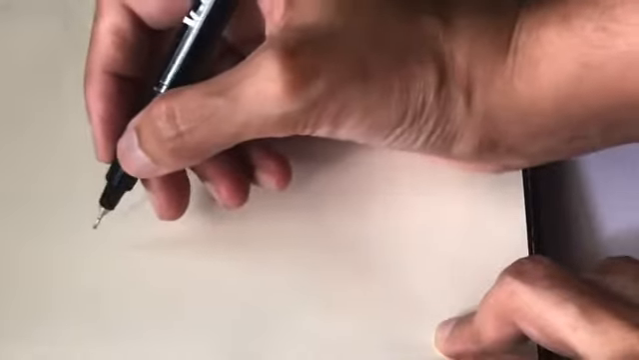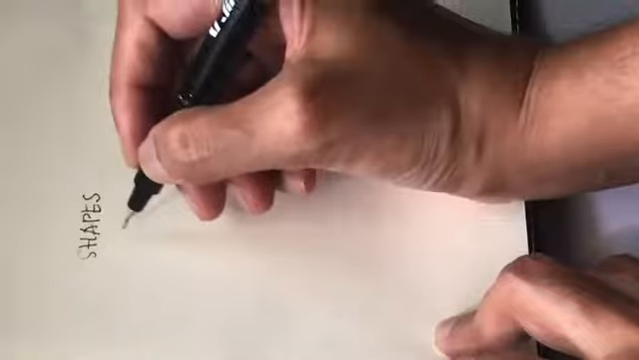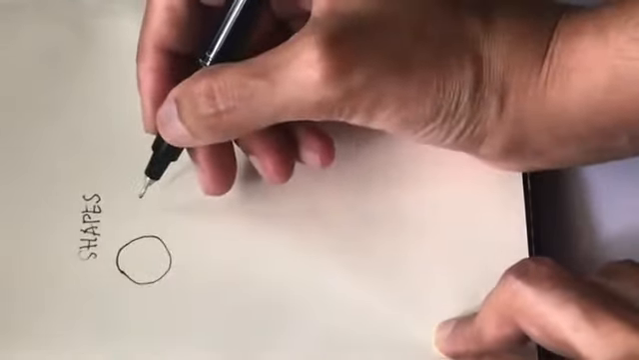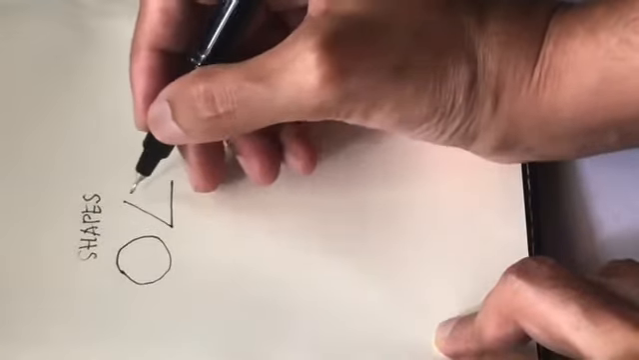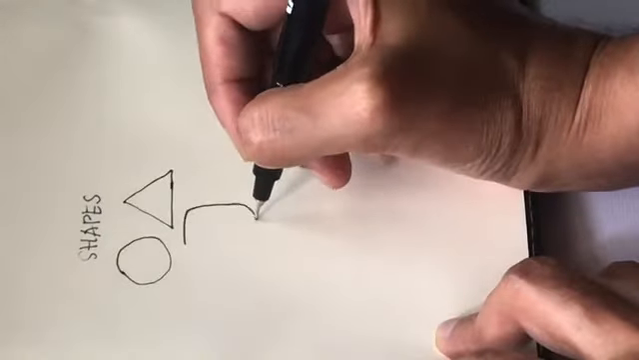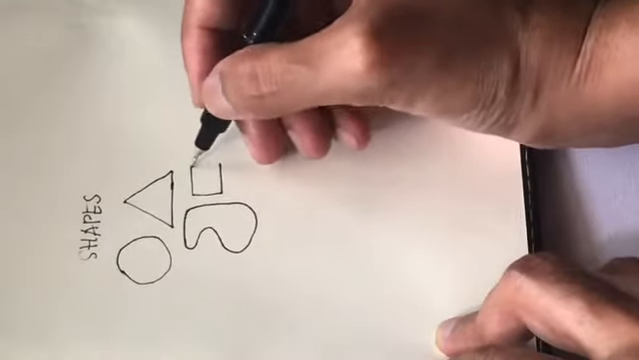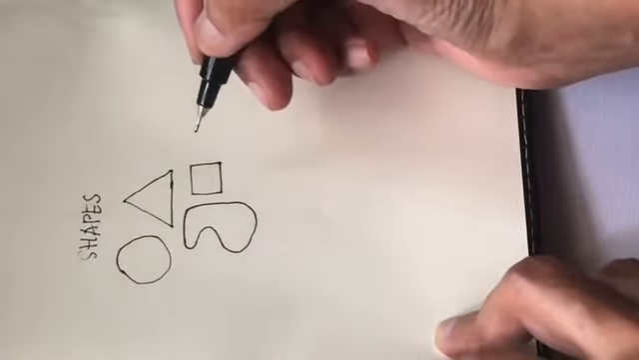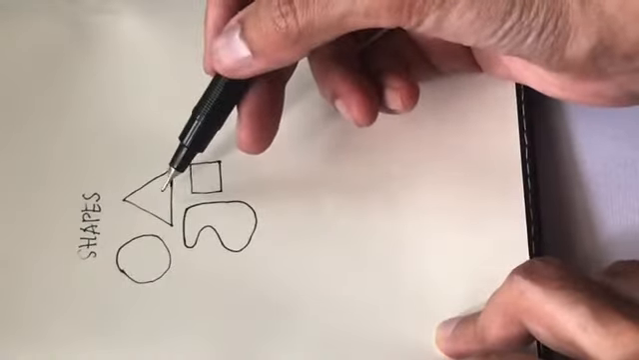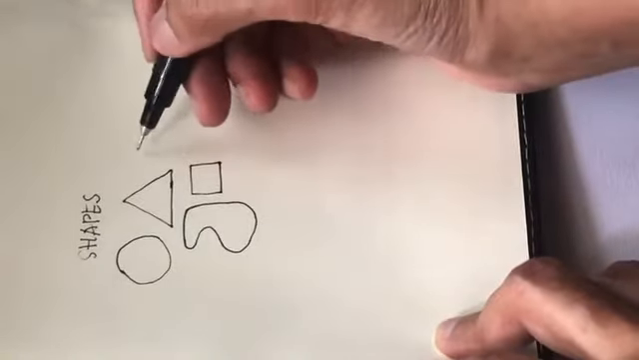What are shapes? We know when a line meets, it becomes a shape. We are going to focus on circle, triangle, rectangle, and cone.